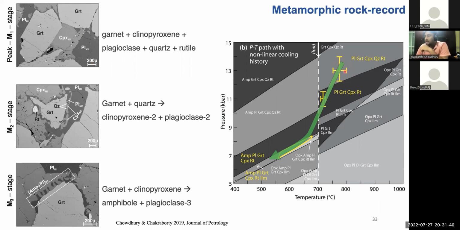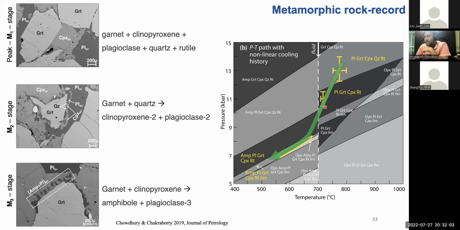The yellow bar shows the estimates that came from the conventional geothermobarometers, while the path shows the path that came from the isopleth thermometry. So you can see a pretty good overlap for the peak condition, which is around 800 degrees centigrade up to 13 kilobars. So it falls within the realm of high pressure granulite metamorphism, the peak conditions.